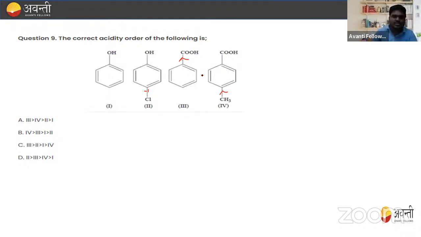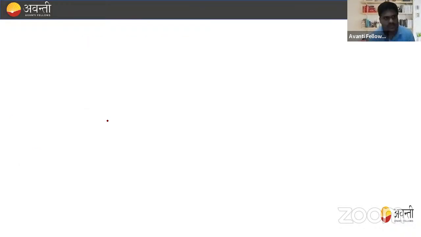Obviously that is benzoic acid, which is the most acidic. After that we have the third and the fourth, and next is the second and then the first. So the first one, the most acidic, is benzoic acid. Then toluic acid, and the next one is this one, parachlorophenol, and this one is phenol. So this is the correct order.